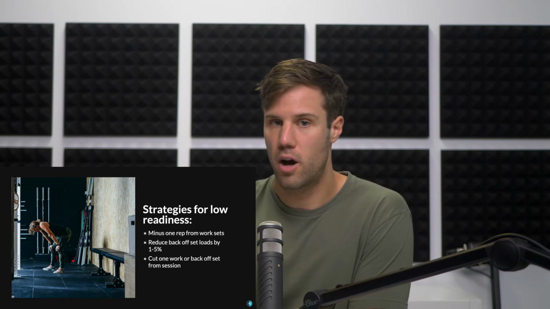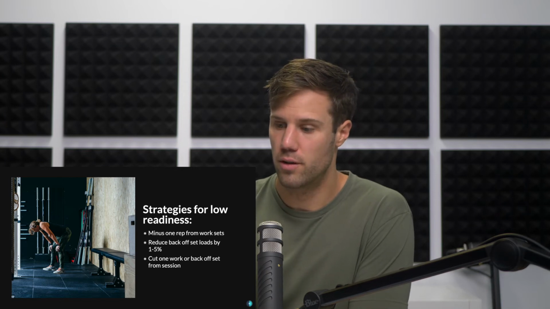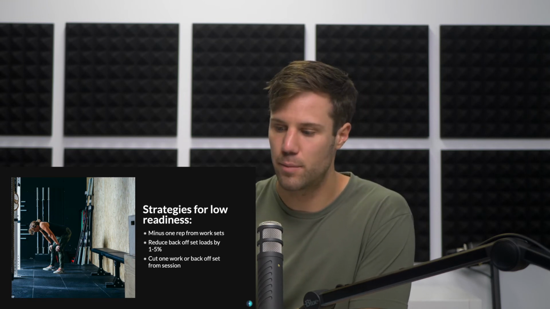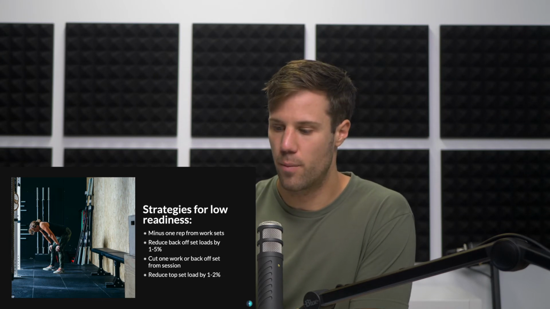Cut one work set or cut one back off set from the session. So if you're doing a lot of high volume, so 5x5, for example, one day maybe 4x5 is more appropriate. Or if you do a top double and then you do some back off 4s, instead of doing 3 sets of 4 for your back offs, just do 2 sets of 4 for your back offs. So cutting a little bit of volume there is a really clever way to go about it.